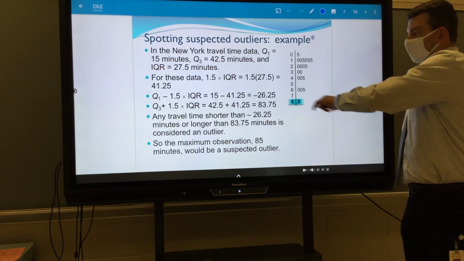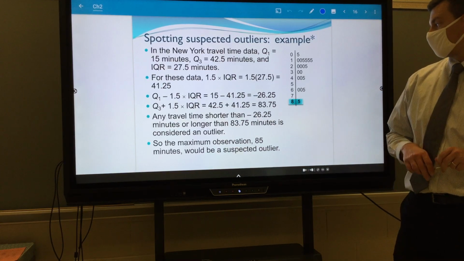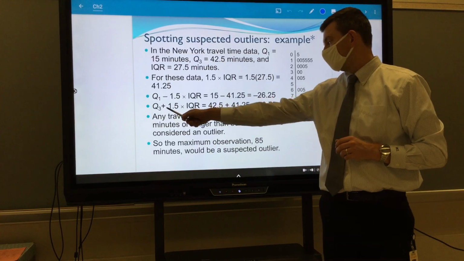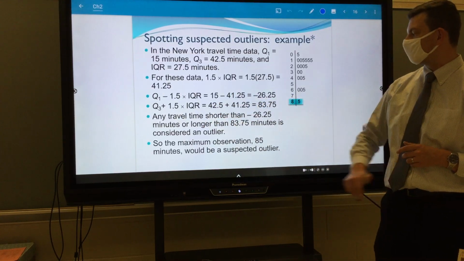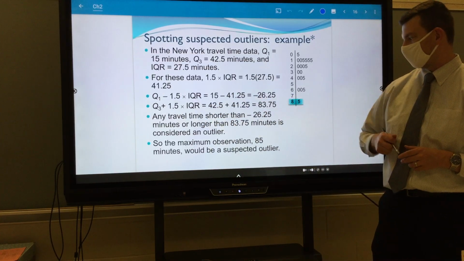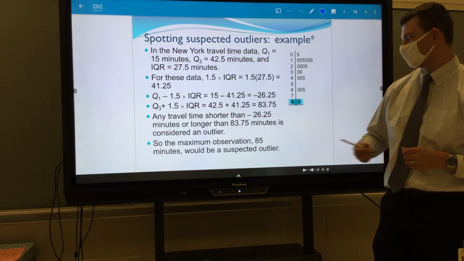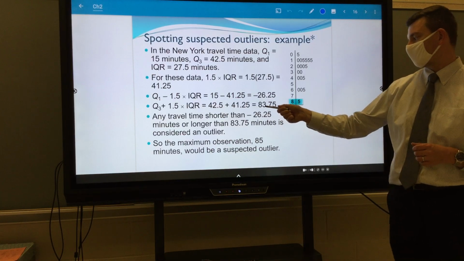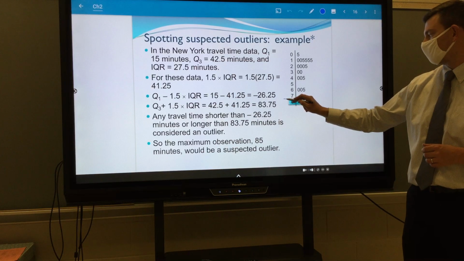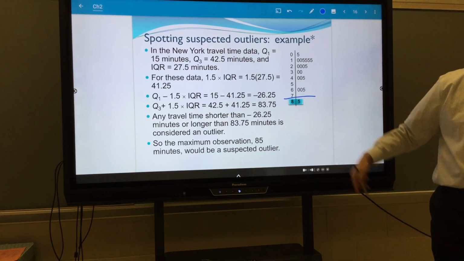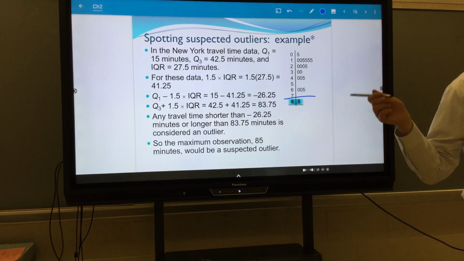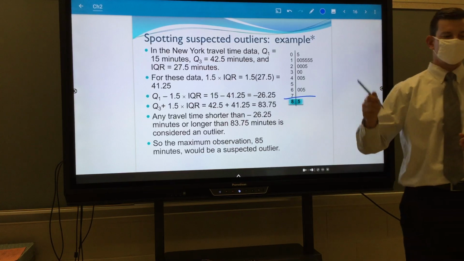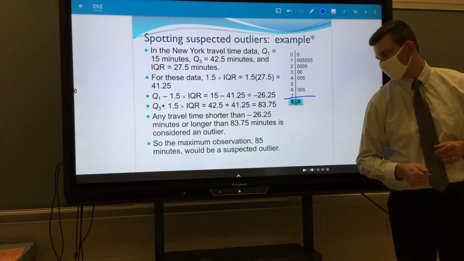Upper outliers, on the other hand, might be a possibility. Q3, the value was 42.5. So you add another 41.25 to that, we get 83.75, which is just smaller than our max of 85. So that 85-minute commute time is a mathematical outlier in this problem.